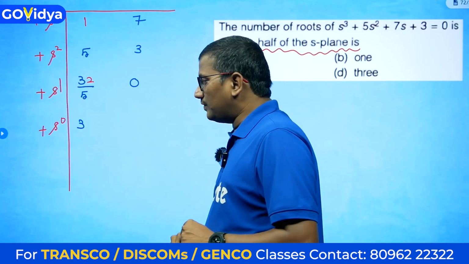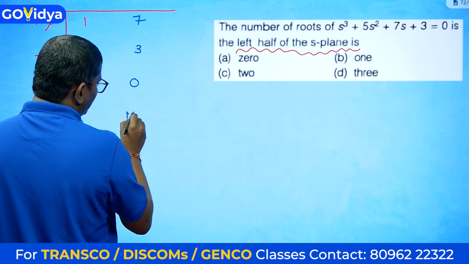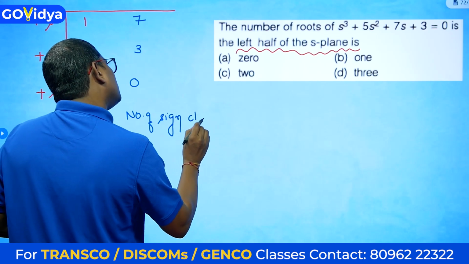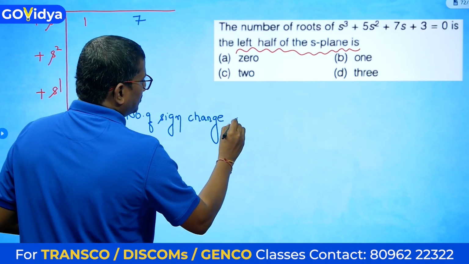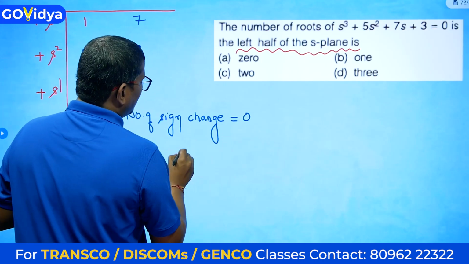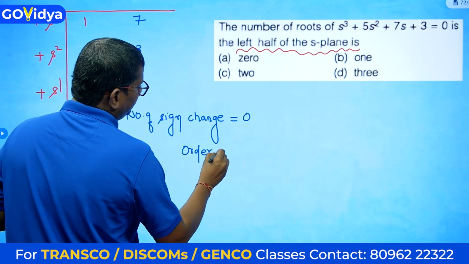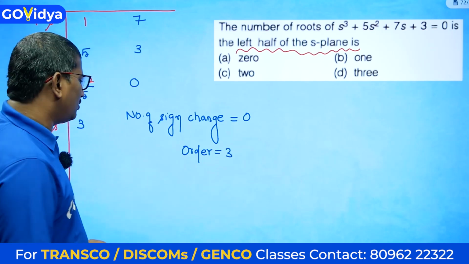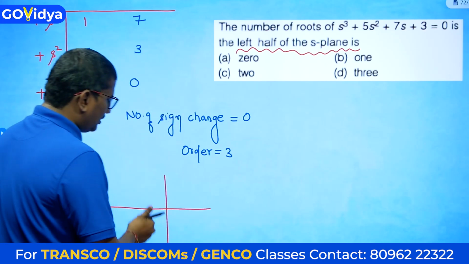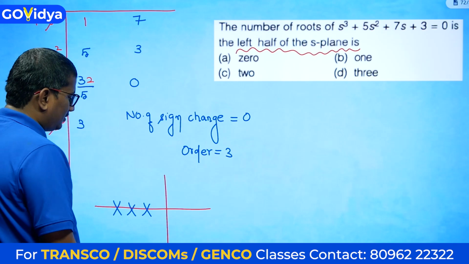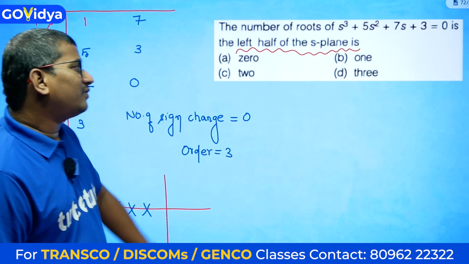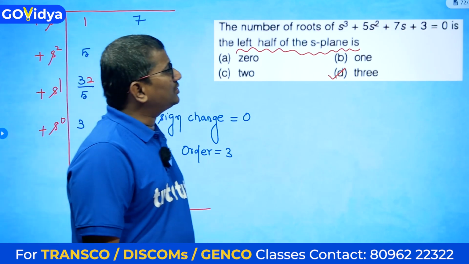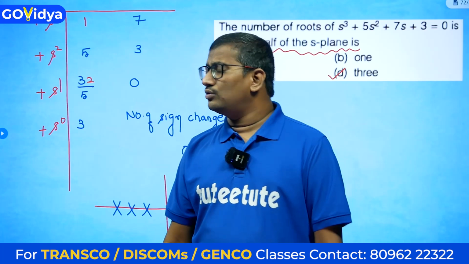If there are no sign changes, then the number of sign changes is equal to 0. What is the order of the system? Order of the system is 3. So no sign changes means no roots are lying on the right half of the S-plane. So all the roots are lying on the left half of the S-plane only. So therefore, how many are lying on the left half of the S-plane? 3. Correct, right?